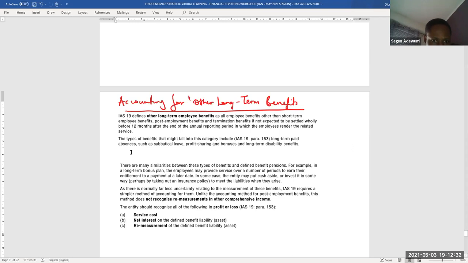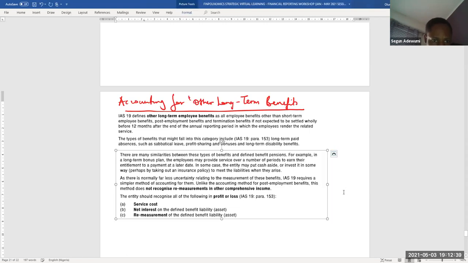IAS 19 defines other long-term employee benefits as all employee benefits other than short-term employee benefits, post-employment benefits, and termination benefits, if not expected to be settled wholly before 12 months after the end of the annual reporting period in which the employee renders the related service. The types of benefits that might fall into this category include long-term paid absence, such as sabbatical leave, profit sharing and bonuses, and long-term disability benefits.